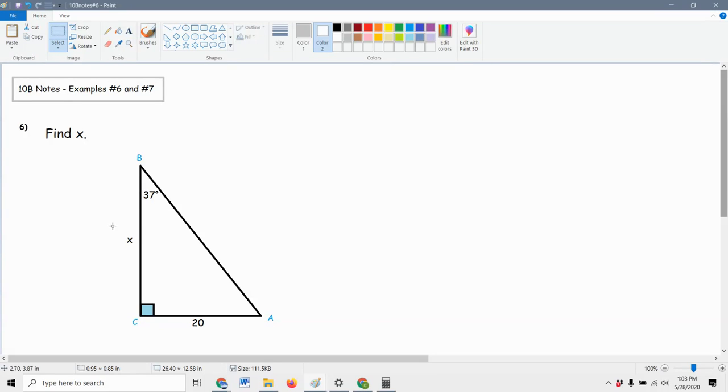Hi guys, this is 10B notes, and in this video I will go over examples number 6 and number 7. And again, here we have similar problems to what we were doing with examples 4 and 5. We're asked to find x, the length of the missing side.